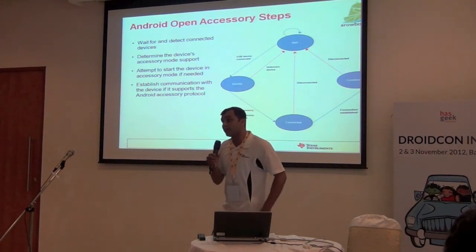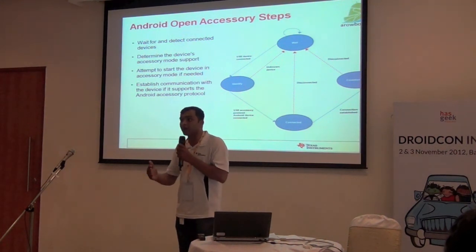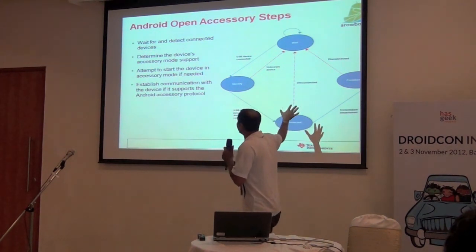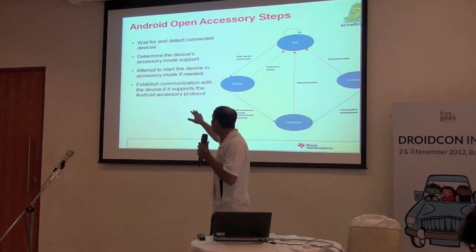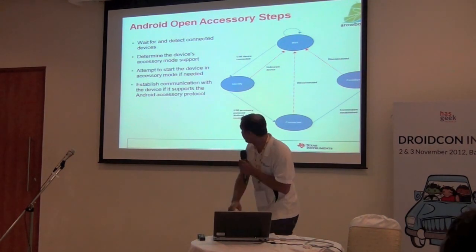By default, your phone will not be in accessory mode. So the accessory will send some commands to the phone to start it in accessory mode. Once this is done, it will establish a connection with the phone using two USB bulk endpoints. So I'll go through that.